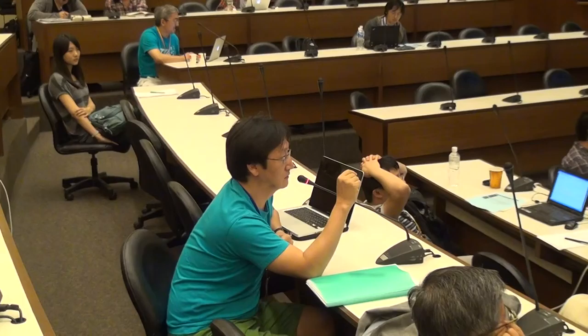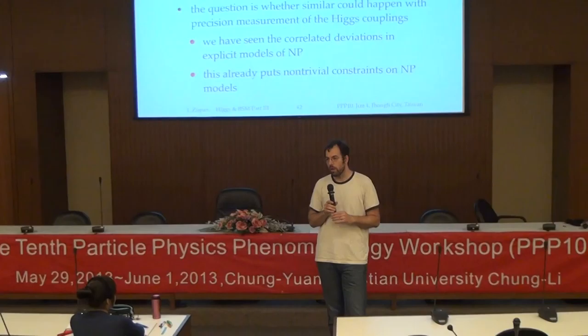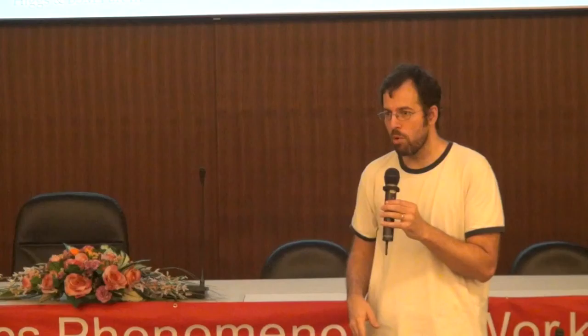So what do you do to change this? Well, you have to have enough copies of these extra fields. You could introduce more Higgs of this type. No, you don't need more Higgs. You need more fermion generations, more extra fields. Yeah, exactly.